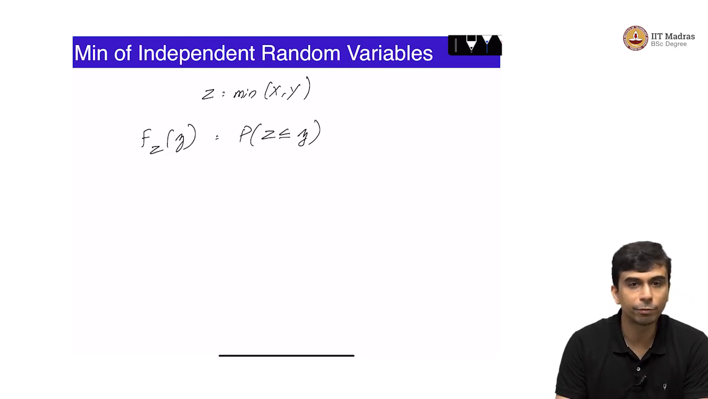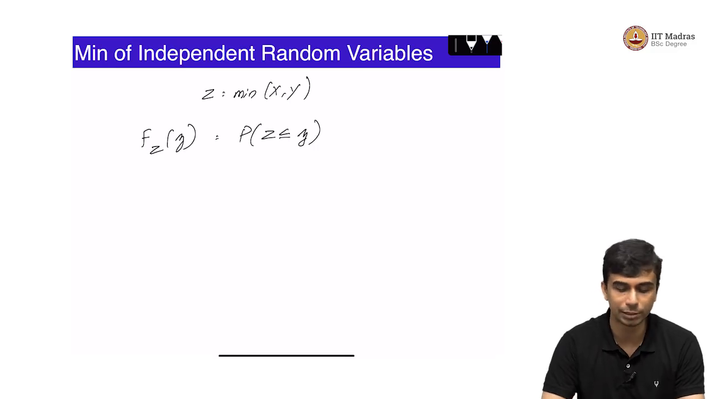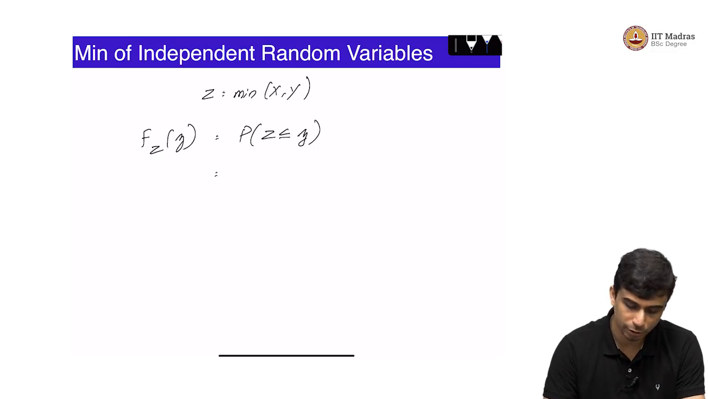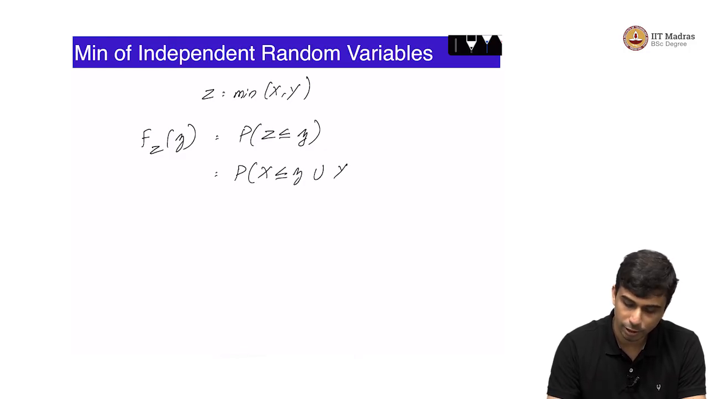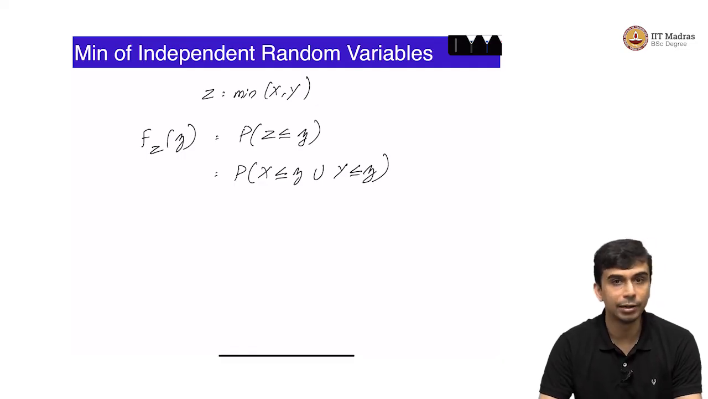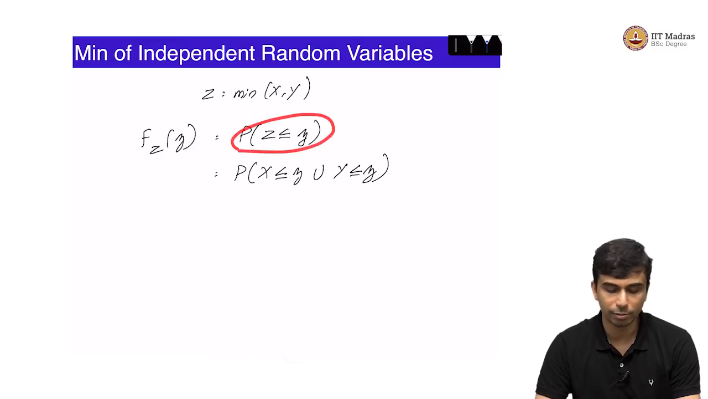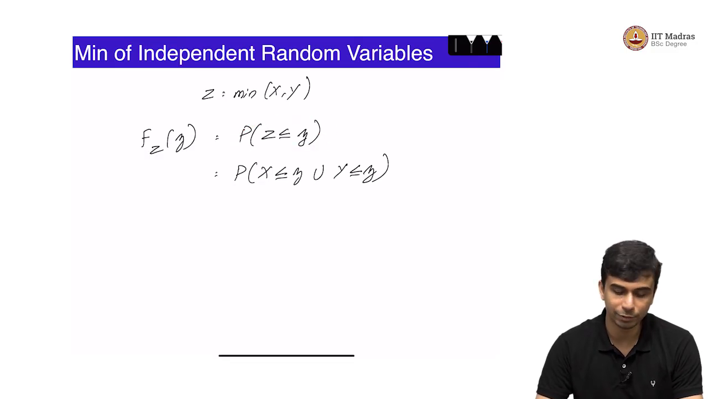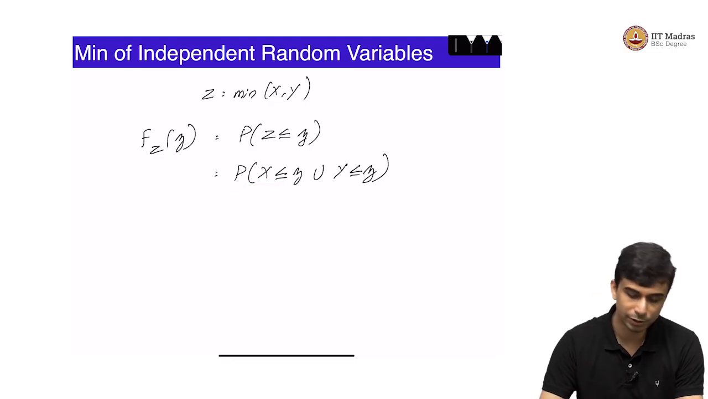When is the minimum of 2 variables less than or equal to z? When at least one of them is less than or equal to z, right. So, which is probability of x less than or equal to z union y less than or equal to z. So, this is the difference here. In the case of maximum it was an intersection. In the case of minimum, when is the minimum of 2 random variables less than or equal to z? When at least one of them is less than or equal to z.